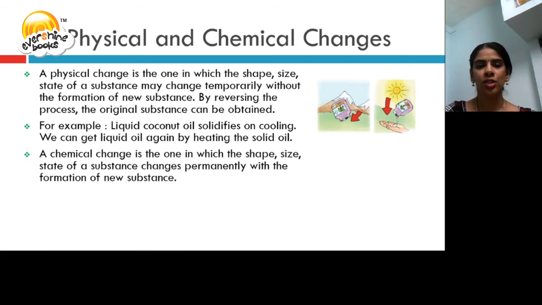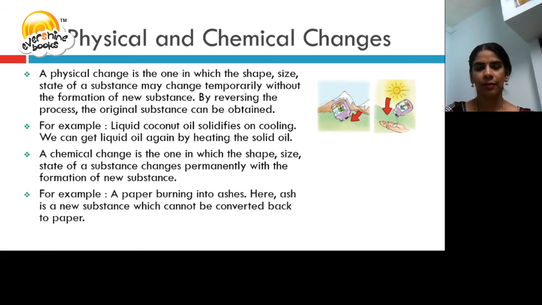A chemical change is one in which the shape, size, or state of matter changes permanently with the formation of a new substance. For example, paper burning into ashes. Here, ashes are a new substance formed which cannot be converted back to paper.